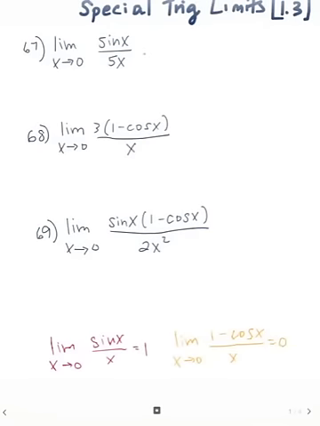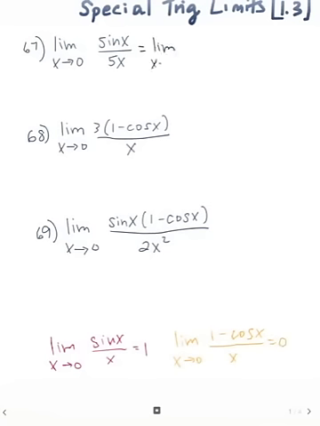Our goal will be first to attempt direct substitution, and if that doesn't work, try to make the problem look like one of these special trig limits. So for the first problem, notice that what I have here looks very similar to one of the trig limits, but there's this 5 in the denominator. So I'm going to write this in the following way.